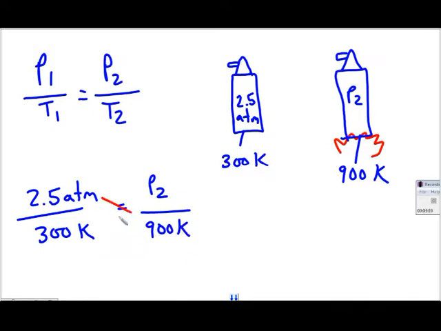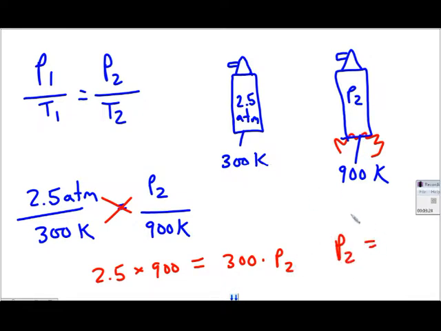We need to cross multiply. So we cross multiply, we get 2.5 times 900 is equal to 300 times our final pressure. And if we solve for P2, our final pressure, it would be 7.5 atmospheres of pressure. Temperature tripled, pressure tripled. And so eventually this can is going to reach a point where it can't withstand the pressure inside and it's going to explode.